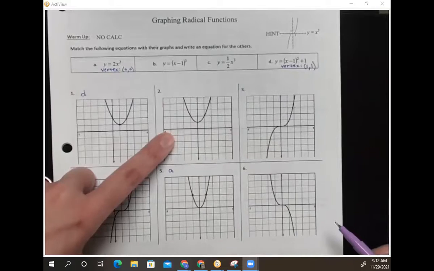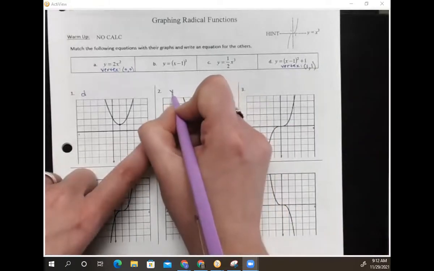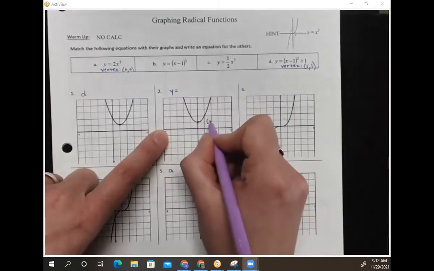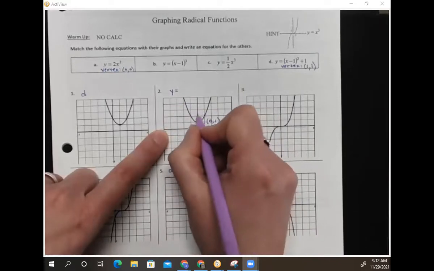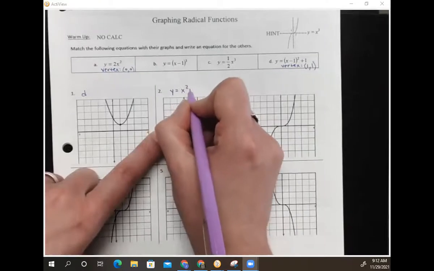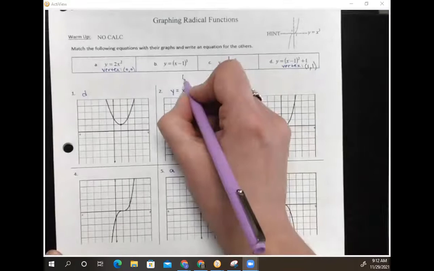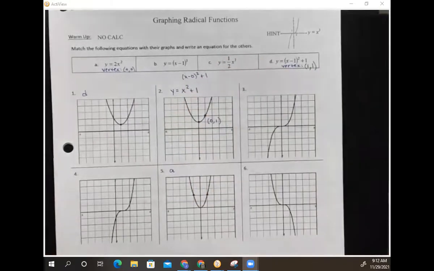So 2 is a parabola, but it doesn't have an equation. So we'll write the equation for this one. This would be y equals, our vertex is at 0, 1. We're opening up. I go up 1 and out 1 for that first nice point. So this would be x squared plus 1 for our function there. If you wanted to, you could put x minus 0 in parentheses squared.